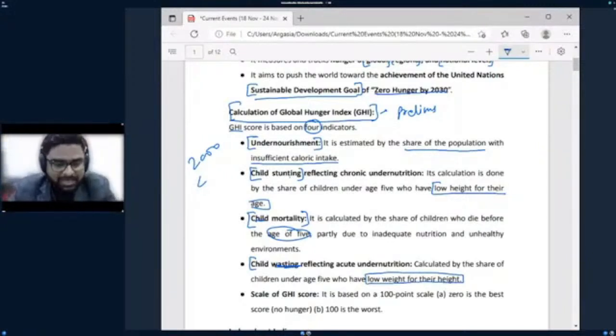And all these criteria, apart from government support, start at pregnancy. That's why the government gives too much focus on pregnant women, because the way the pregnancy is carried out ultimately determines the nutritional level, height, weight, and the future of that kid. So all 4 categories are clear. Please remember them all: what is undernourishment, what is child stunting, what is child mortality, and what is child wasting. Directly they can be asked in UPSC prelims.